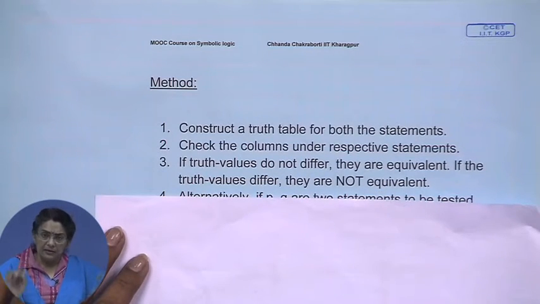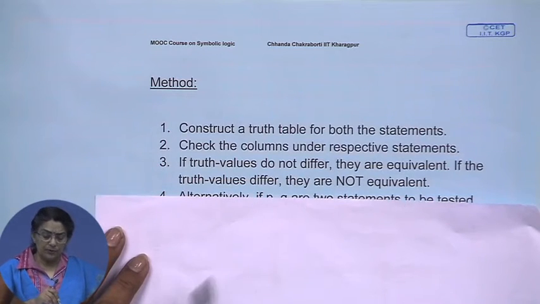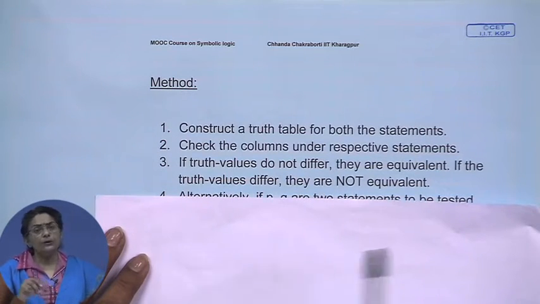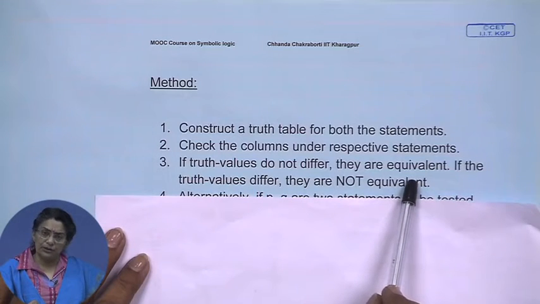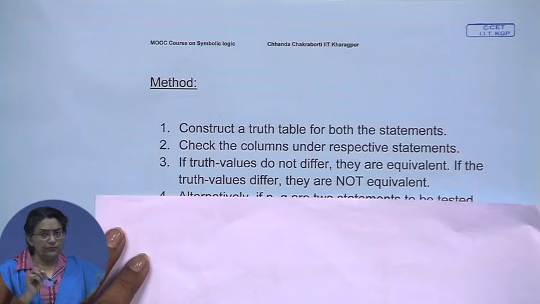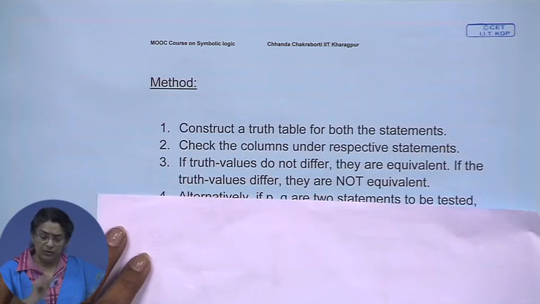Under these respective statements, what do we look for? We look for every single row whether under different truth value assignments to the components, the truth values of these given two propositions differ or they do not differ. If the values match exactly, that is they do not differ, then you have equivalence, logical equivalence. On the other hand, if their truth values differ, there is a mismatch, sometimes this one is true when the other one is false, etc., then obviously the two propositions are not equivalent.